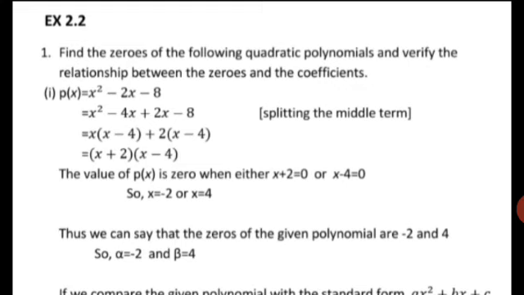then either of these two brackets must be 0. Either x plus 2 will be equal to 0 or x minus 4 equal to 0. If one of the brackets becomes 0, then the entire polynomial will become 0. So, we are equating x plus 2 equal to 0 as well as x minus 4 equal to 0. If I equate this, I get x equal to minus 2 or x equal to 4.